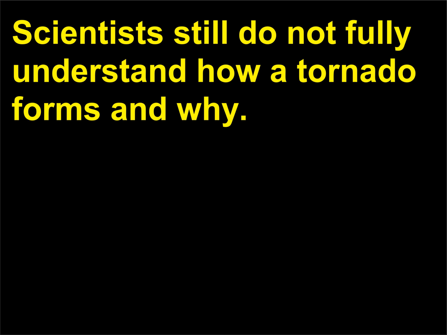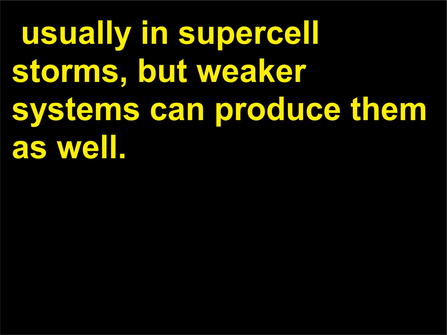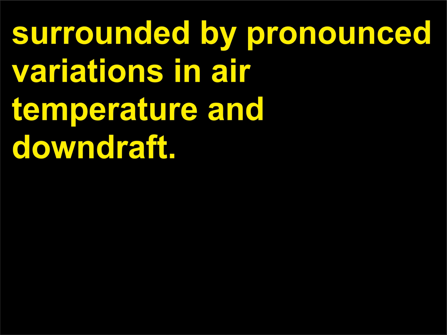Scientists still do not fully understand how a tornado forms and why. The general theory is that tornadoes form from cloud systems that are slowly spinning, usually in supercell storms, but weaker systems can produce them as well. The current belief is that a mesocyclone within a storm system is surrounded by pronounced variations in air temperature and downdraft.